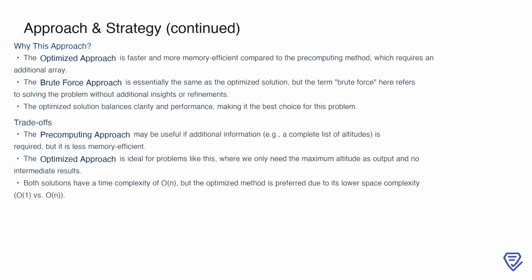However, it's important to note the trade-offs. The pre-computing approach may be useful in scenarios where a complete list of altitudes is needed for further analysis, but the added memory cost makes it less ideal for this problem. Both approaches share a time complexity of O(n), but the optimized method's space complexity of O(1) makes it far superior when the goal is simply to find the maximum altitude efficiently. This combination of speed and minimal resource usage is why the optimized approach is the clear choice.